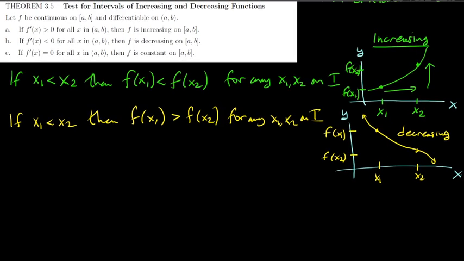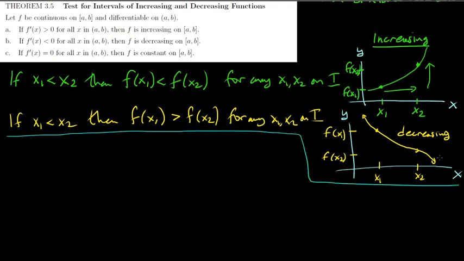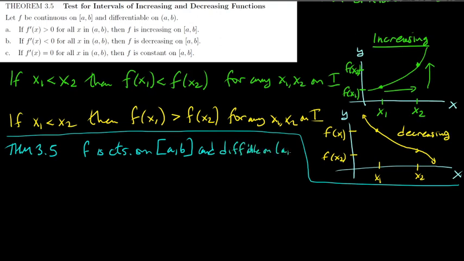And it just uses the first derivative. So here's the idea. Again, this is just the definition of increasing and decreasing. Now we get to the theorem, which says the following. We have a continuous function, so f is continuous on, let's say, a closed and bounded interval, and let's say it's differentiable on the open interval, so not including a and b.